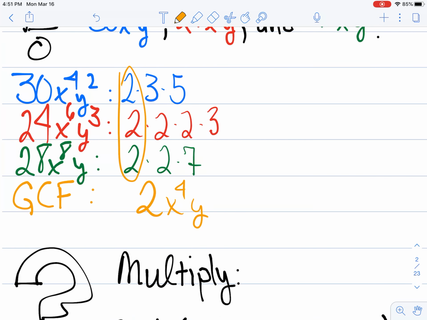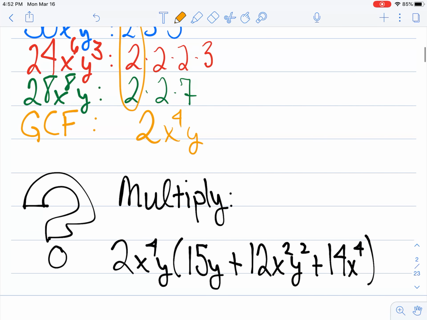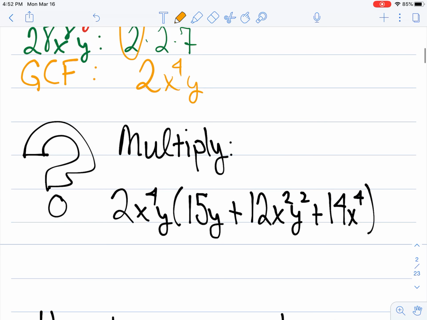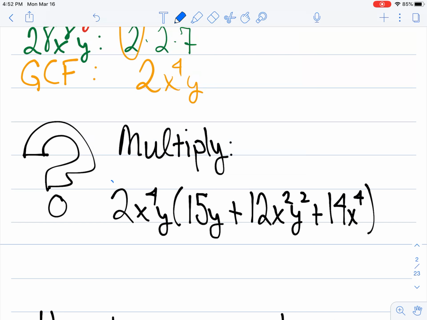And if we could continue to go here for just a minute, I want you guys now, real quick, to hit the pause button and multiply these two terms together. I want you to multiply this binomial right here, this 2x to the fourth y, by each term in the trinomial. Okay, I'll give you a second to pause and try that real fast, and I'll show you how to do it.